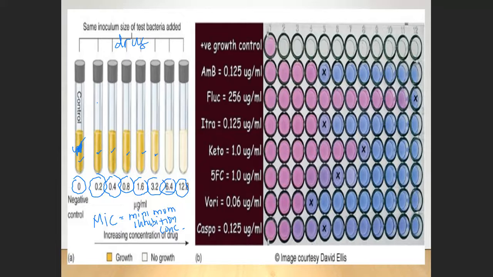So based on this information, we know this is the minimum concentration that will kill the bacteria. So the MIC from this test will be 0.4 milligram per liter. So this 0.4 dose will be the one used, for example, for development of drugs with this dose. Okay, so this is how to test for the MIC.